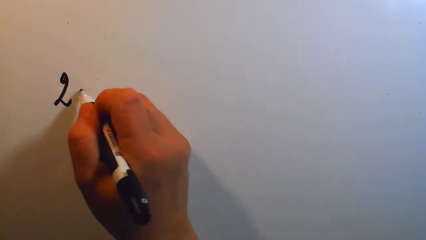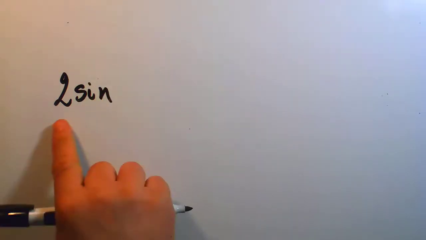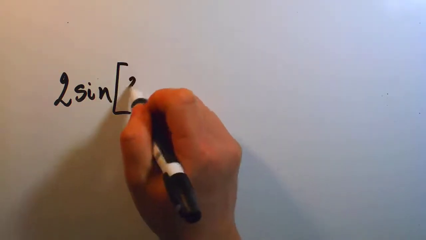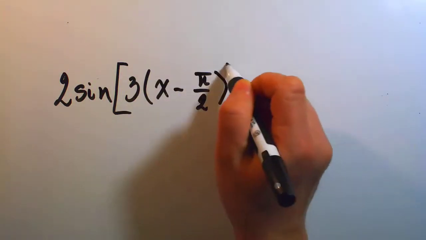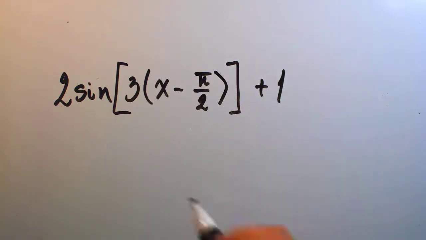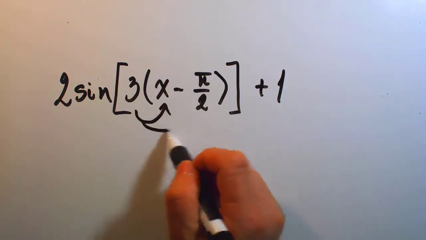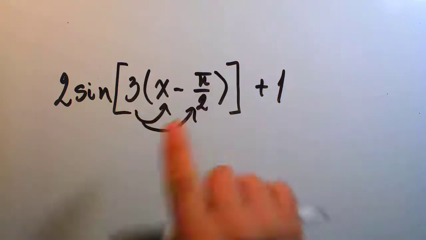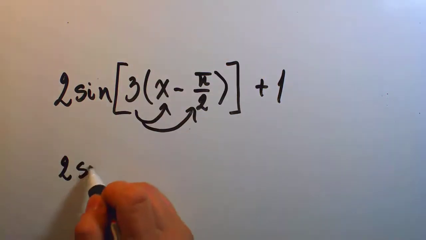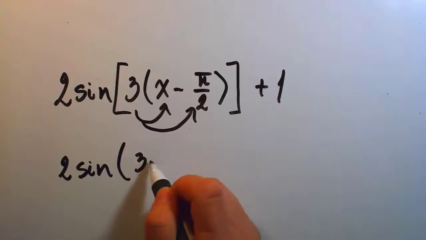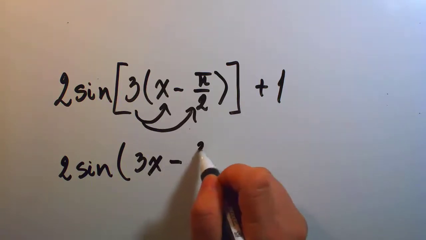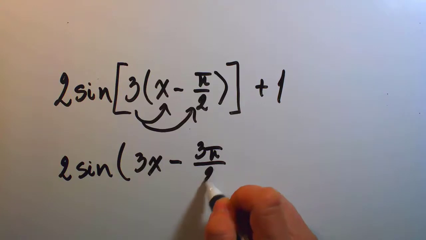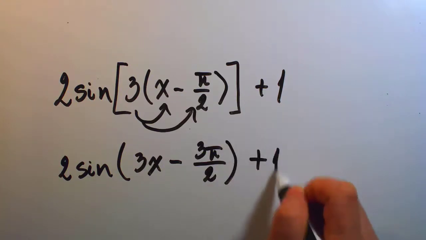So the same sinusoidal graph and the same expression being a sine function, we can now write as 2 times sine of 3 in parentheses x minus pi over 2, plus 1. And we can also distribute the common factor 3 inside of our pair of brackets here, making it 2 sine of 3x minus 3 pi over 2, plus 1.